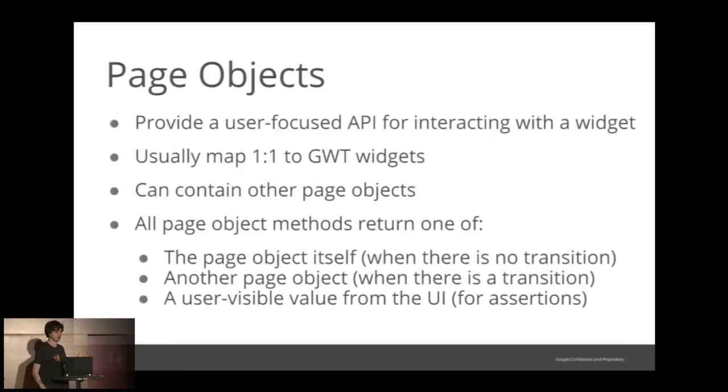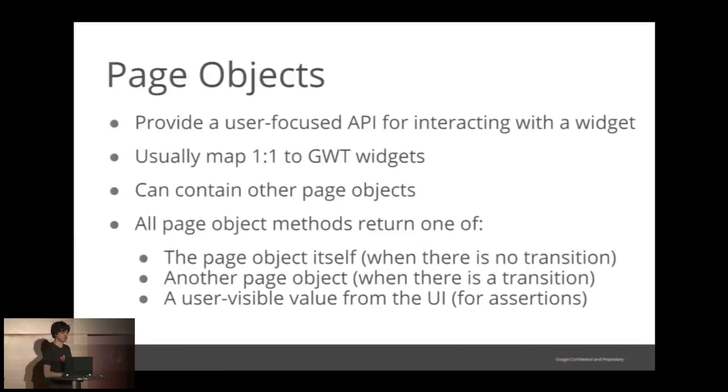A page object, however, is focused solely on the user and provides an API that describes how the user interacts with this widget. So a page object might have a method like click this button or enter text into this field or look at a result. And so these page objects are not something that is run as part of your GWT application, but something that are run as part of your tests in order to abstract out these implementation details.